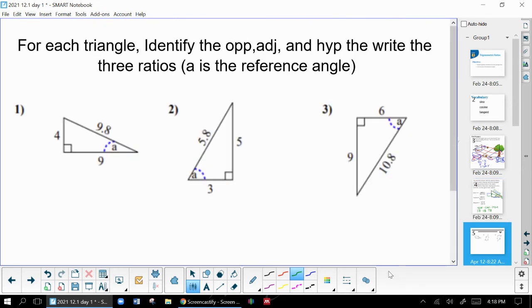Next up, what we've got here is a little bit of practice. If you have this handout downloaded, it's there for you.